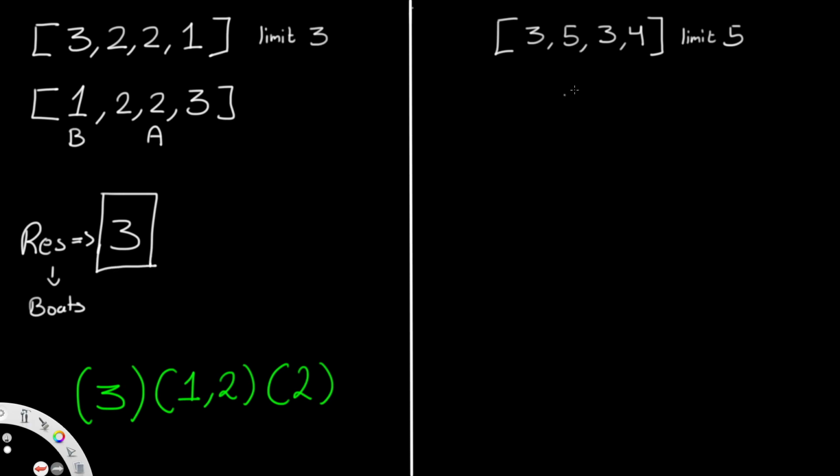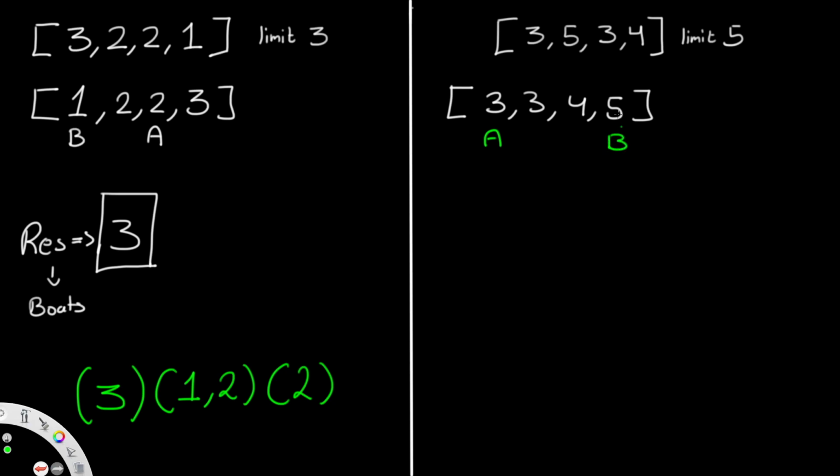Now, real quickly, I'm going to do the same thing with this value over here just so you can better understand. Now, the limit over here is 5. So first step, we're going to sort it. So real quickly, 3, 3, 4, 5. That's how it looks when it's sorted. Now after this, we need to have the 2 pointers. So let's have A and B.